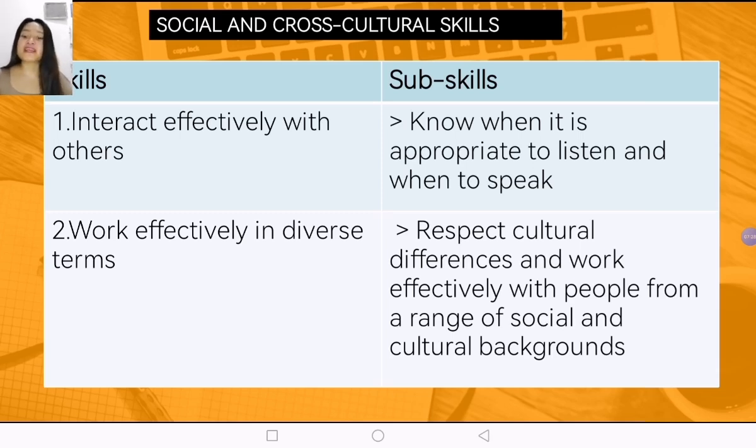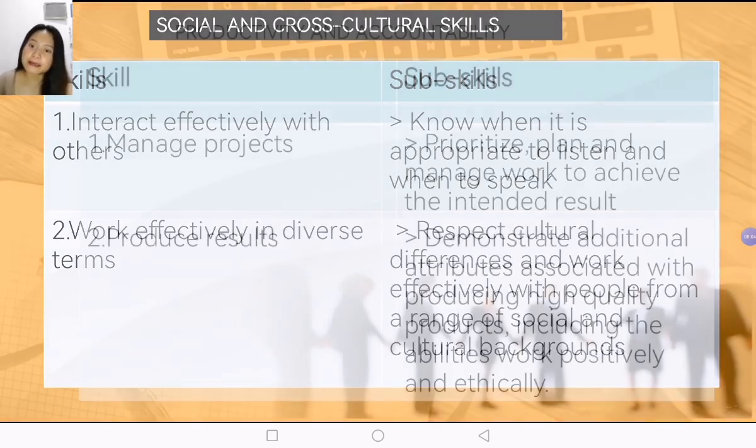Next is to work effectively in diverse teams, because diversity really revolves around us. Its sub skill is to respect cultural differences, wherein we do not correct other people's culture but understand and respect theirs, give them courtesy, and work effectively with people from a range of social and cultural backgrounds. So we do not base how we treat people on where they came from or their economic status. We should treat people fairly.